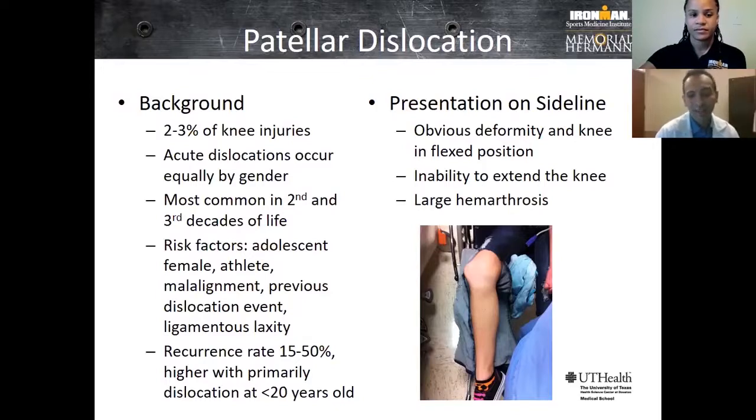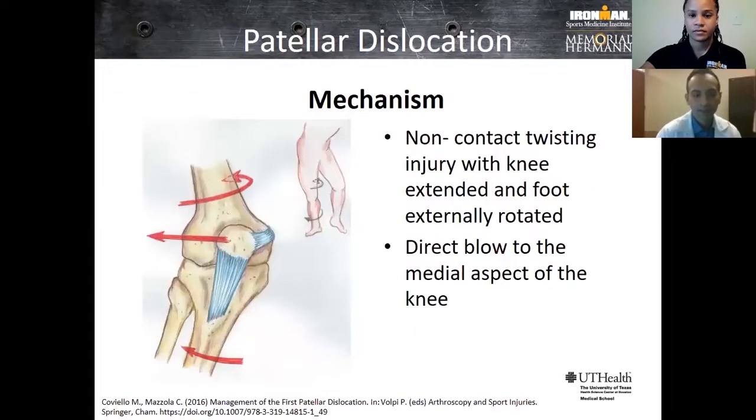It has a high recurrence in young patients, like shoulder dislocations. The deformity is usually very obvious. As you can see on the slide here, it's a very obvious deformity of the patellar dislocation. They're unable to extend the knee, and they have a large amount of swelling in the knee that's very painful. The mechanism is a non-contact twisting injury, and it can also occur with a direct medial blow, as you've seen in most football athletes.